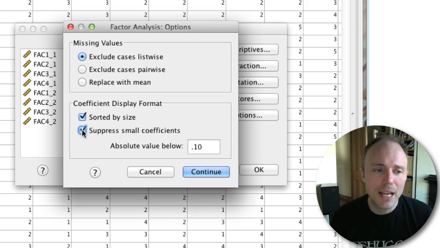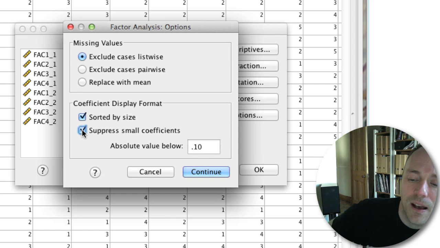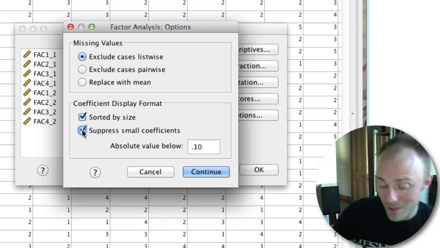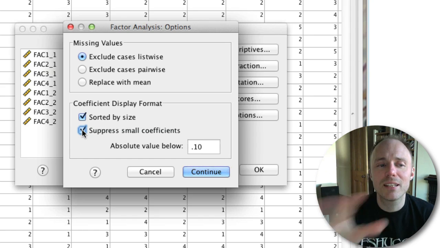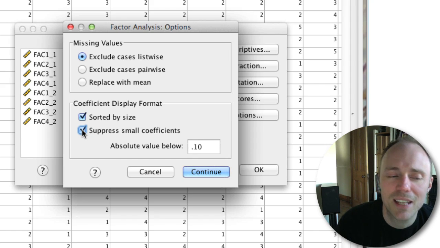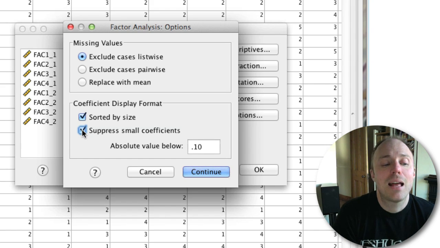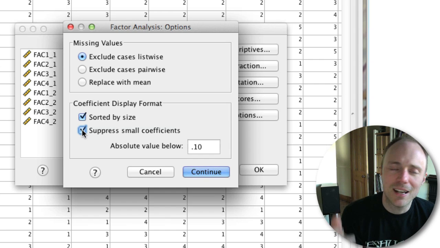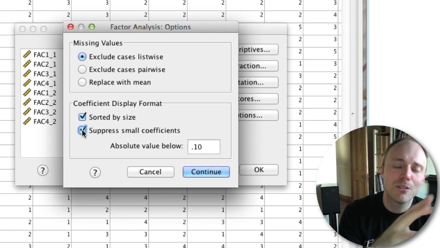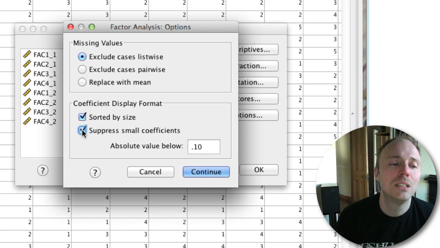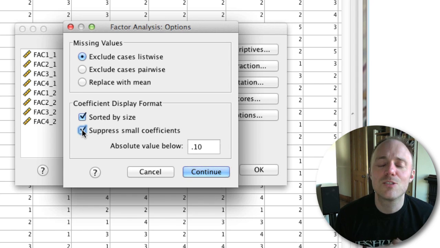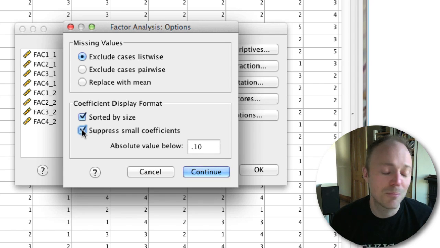The other thing we can do is suppress small factor loadings, and although you've got to be a bit careful with this, if you suppress them, it basically means that they don't appear in the table if they're too small, and that can create the impression that a variable doesn't have a factor loading for a particular factor, because you'll just get a blank space in the table. So you need to remember, if you click on this option, SPSS is not printing out certain values, but they're still there, you're just not seeing them.